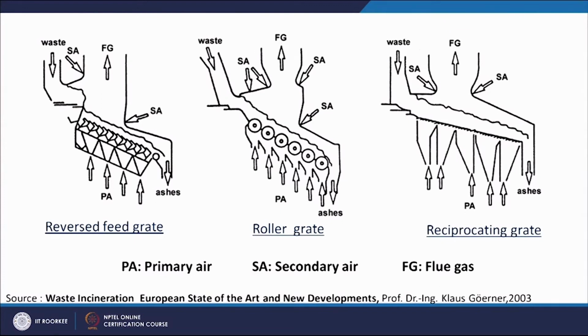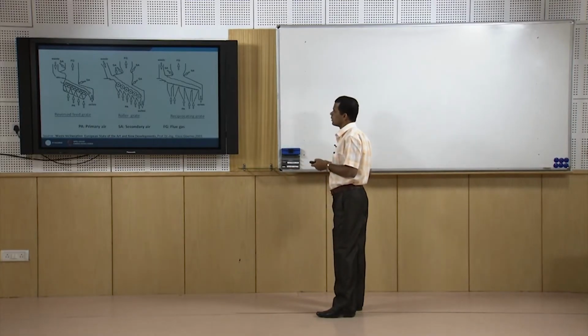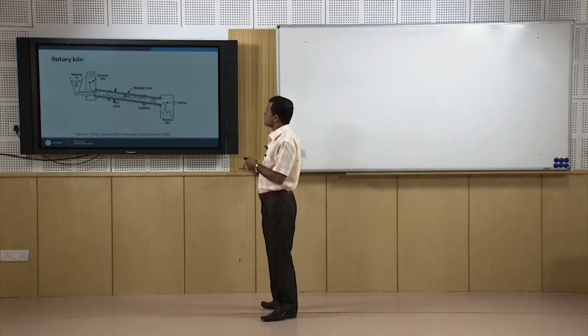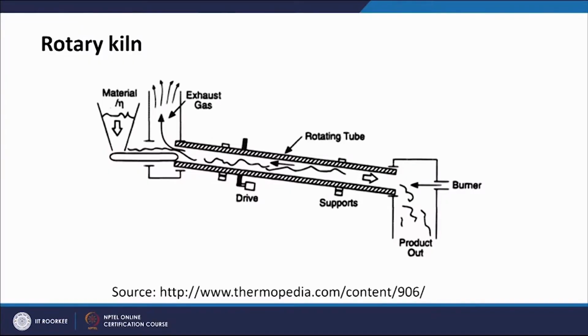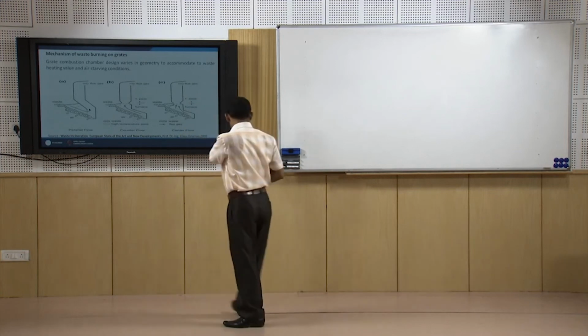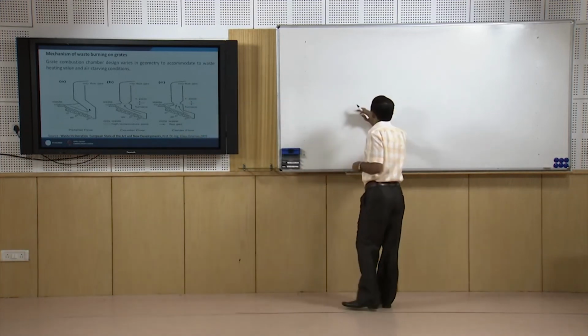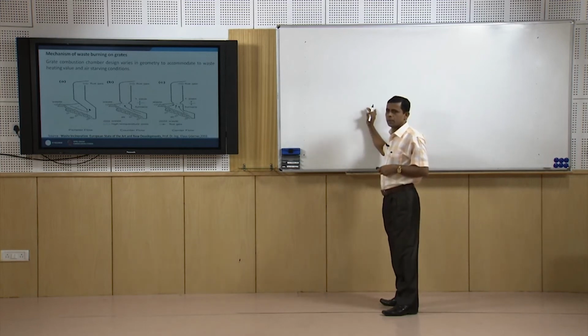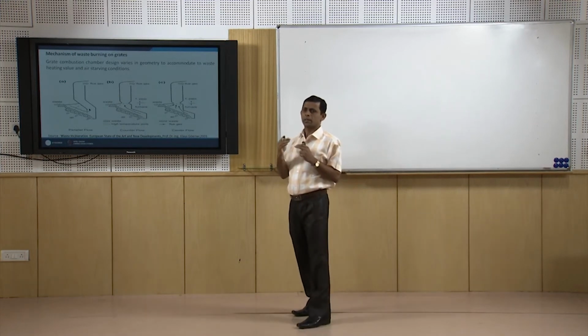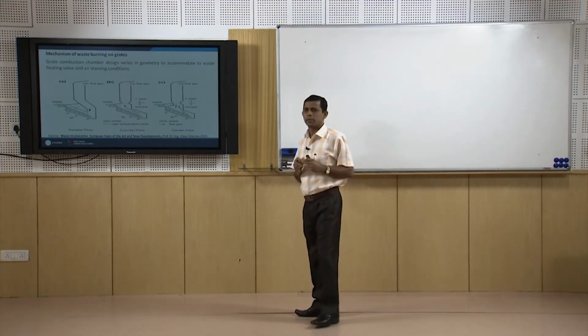Here some examples or workings of roller grates, reciprocating grates and reversed feed grates are shown. We have already discussed it. Now, this is the rotary kiln, the operations, we have already discussed, and the mechanism of waste burning and grates. We will see the grates provide sufficient time, grates hold the material in the combustion chamber and help the contact of oxygen and waste materials in the combustion chamber.